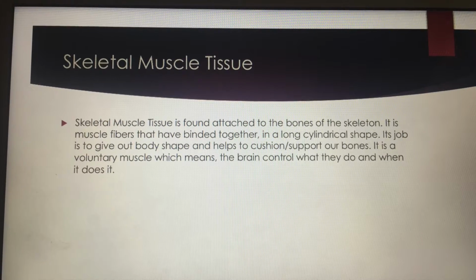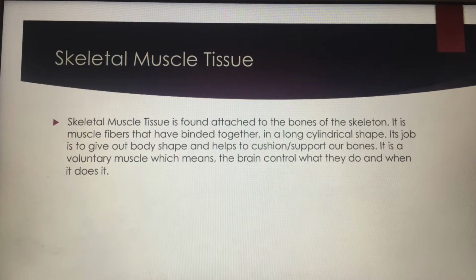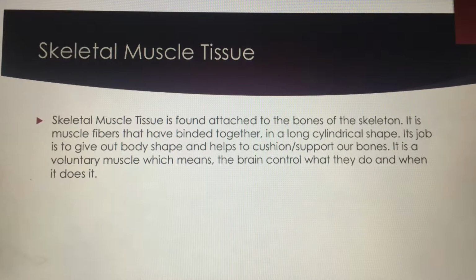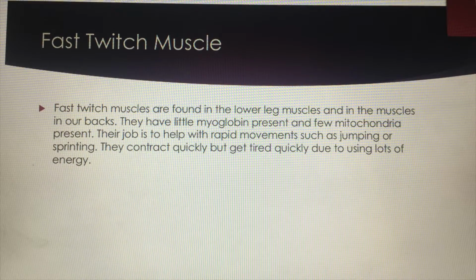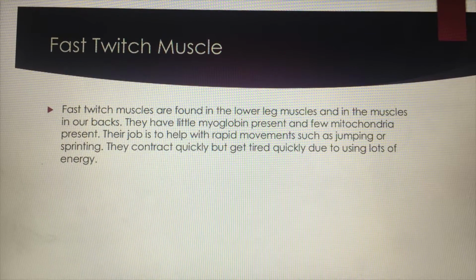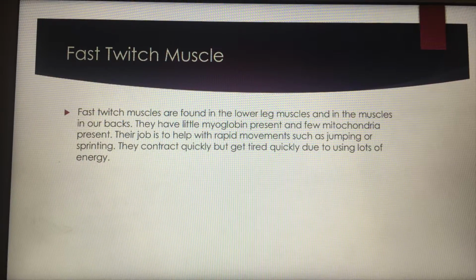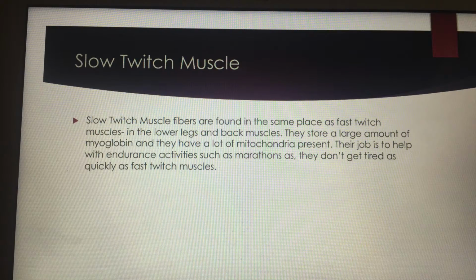Skeletal muscle is found attached to the bones. It is muscle fibres that have bound together in a long cylindrical shape. Its job is to give our body structure and shape. Fast twitch muscles are found in the lower leg and our backs. They have little myoglobin and a few mitochondria. Their job is to help with rapid movements such as jumping.